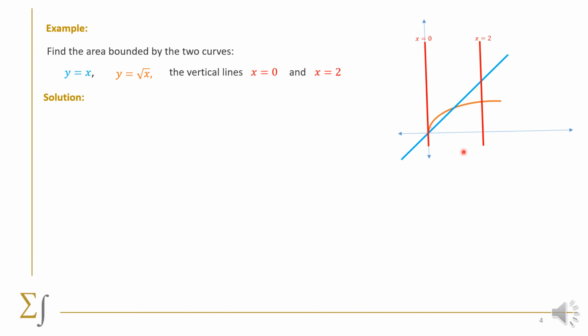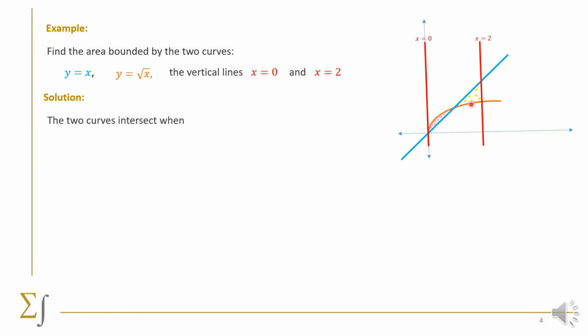But let's have a look here. This is the area which we want to find. Actually, it's composed of two areas. Let's call it area 1 and area 2. In area 1, which is dotted in pink, we see that the square root of x is the upper curve while the x is the lower curve. On the other side, this area which is dotted in yellow, we call it area 2. Here we have the straight line is now the upper while the root x is now the lower curve.